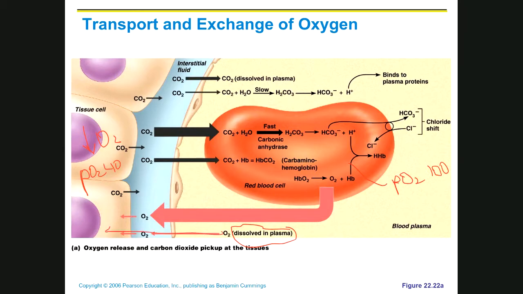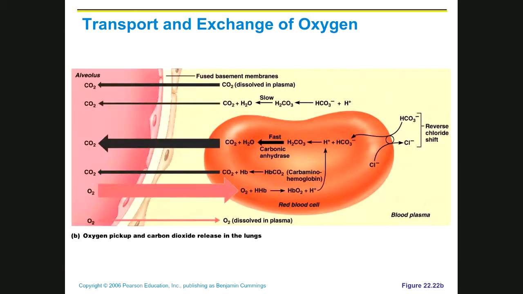And then the oxygen that was bound to hemoglobin, because it's in this situation where over here there's less oxygen, the oxygen is going to come off. It's going to be loose. And that loose oxygen is going to diffuse into the cells. And then this blood is going to go back to the lungs. And so this is going to happen again.